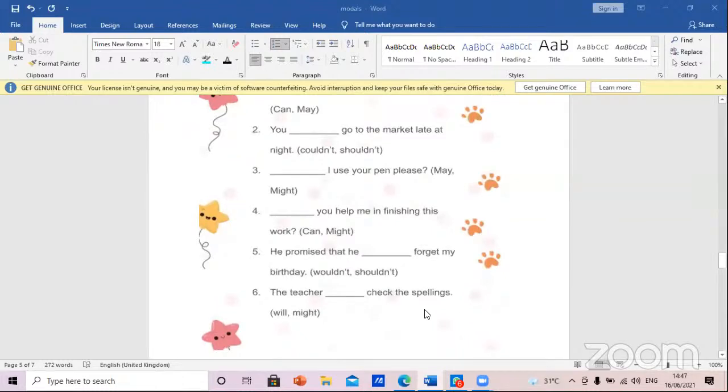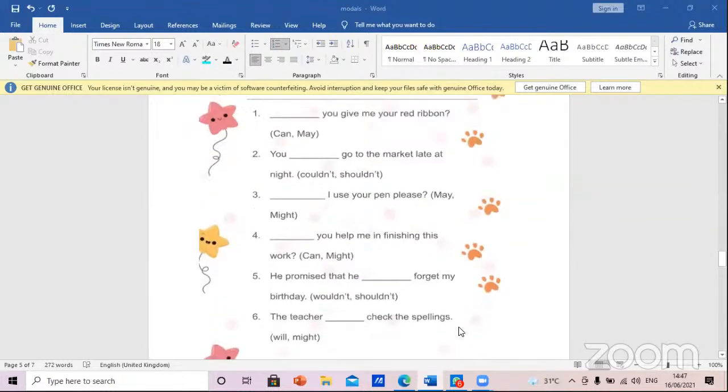The teacher checked the spellings. You may say this to your friend. Don't write like this: the teacher checked the spellings. Yes, very good. The teacher will check the spellings. Don't write in this manner. Write it nicely. Very good, very good.